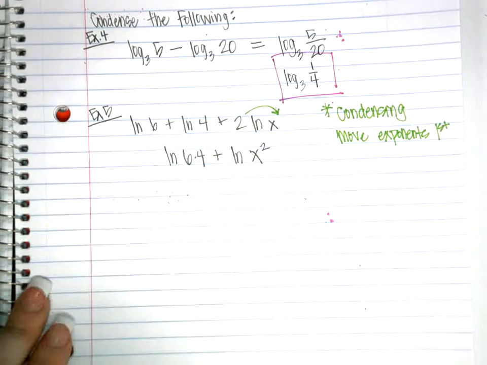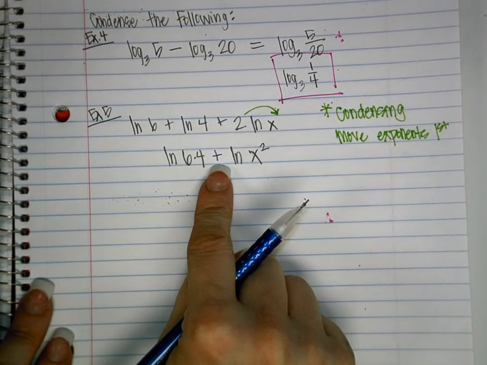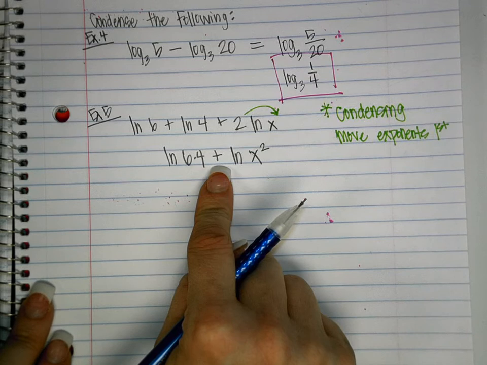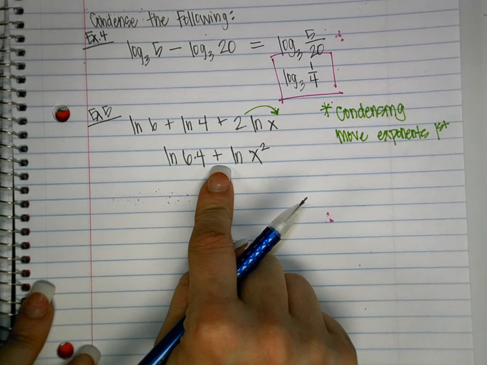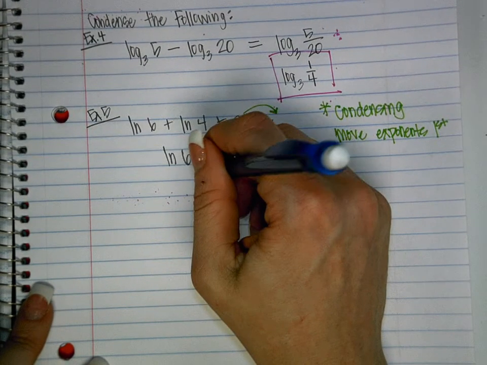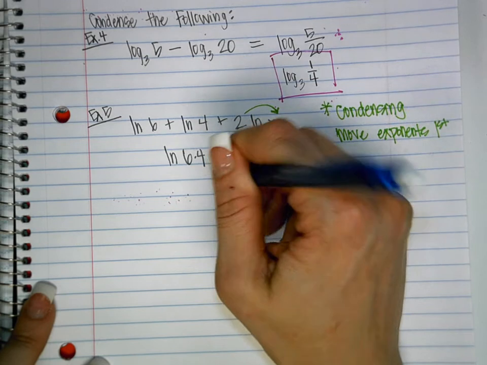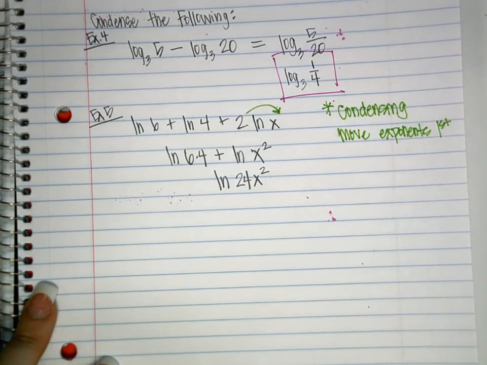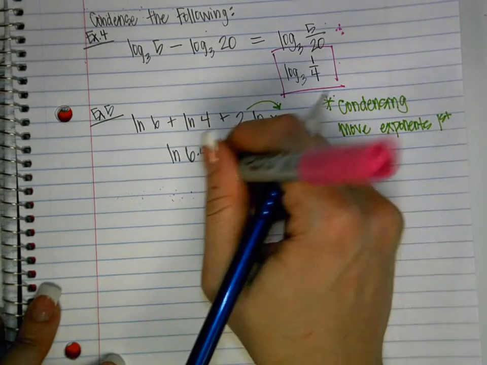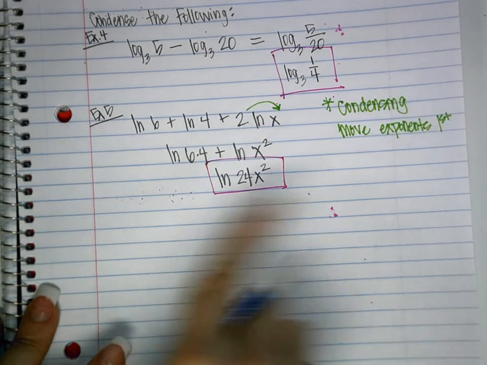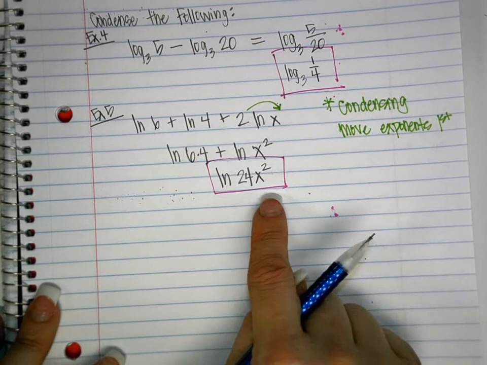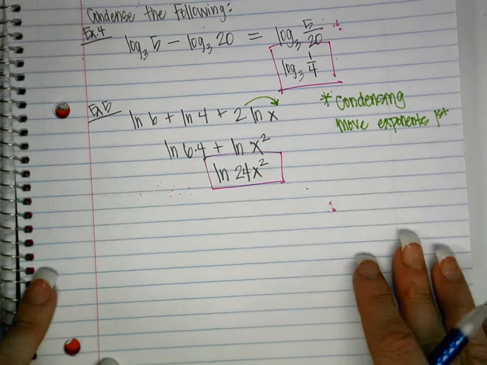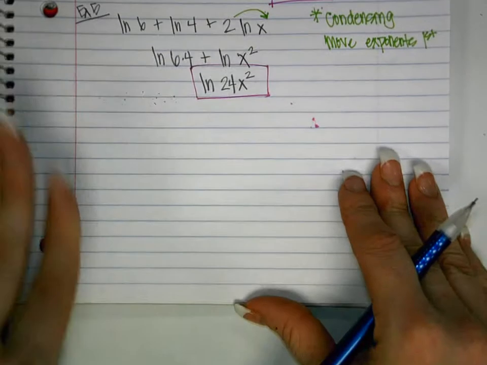Now that I have x squared, what does this plus turn into? Multiplication, right? So we can actually multiply these together. So this becomes natural log 6 times 4 is 24 and an x squared. That is condensed. So all of this can be condensed into natural log 24 x squared. That's your answer that I'm looking for. Question so far?